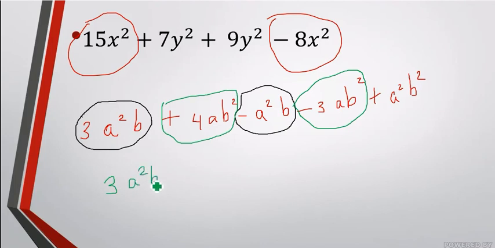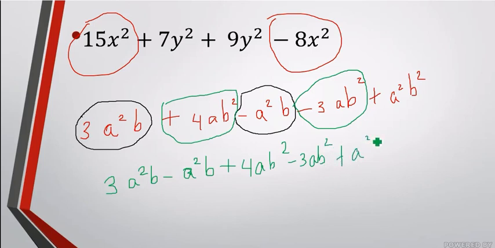We have 3a squared b minus a squared b plus 4ab squared minus 3ab squared. And my last term is a squared b squared. So after we've accomplished this, now we're going to add and subtract. We have 3a squared b minus 1a squared b is going to give us a total of 2a squared b.